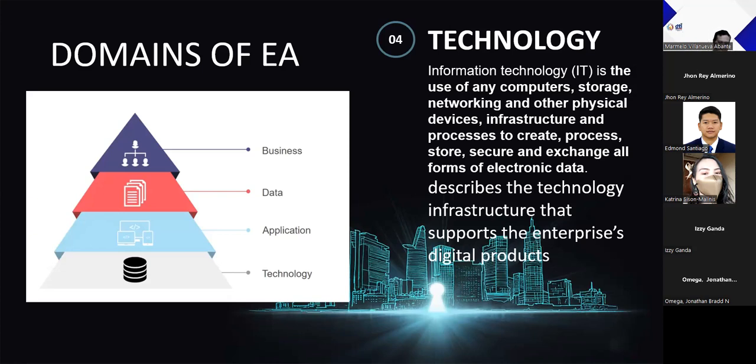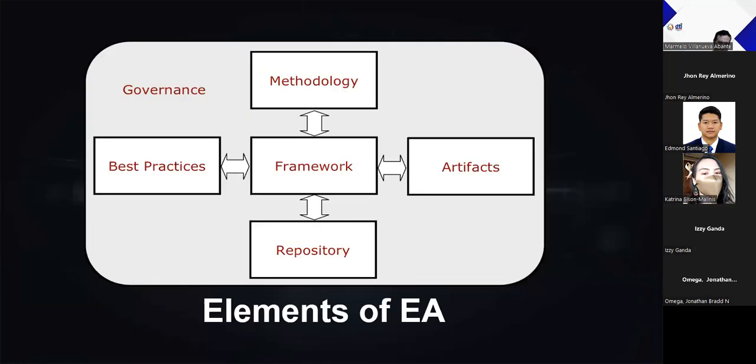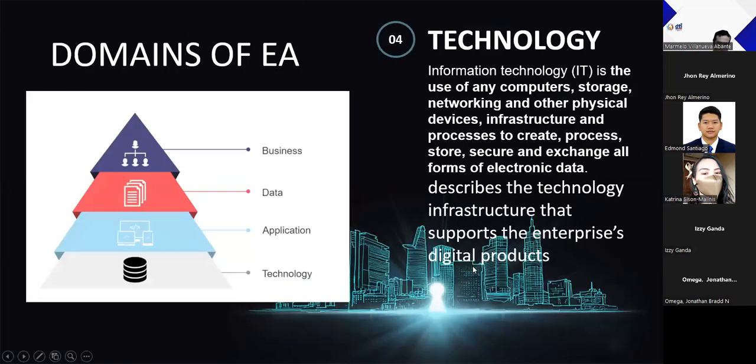So technology is the use of computer networking, the use of any computer storage, networking, and other physical devices and infrastructure, processes to create, process, store, secure and exchange all forms of electronic data. It describes the technology infrastructure that supports the enterprise digital products.